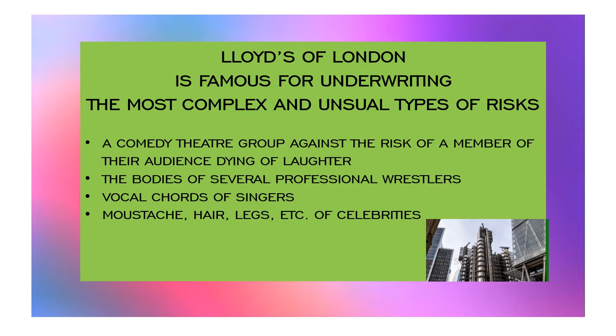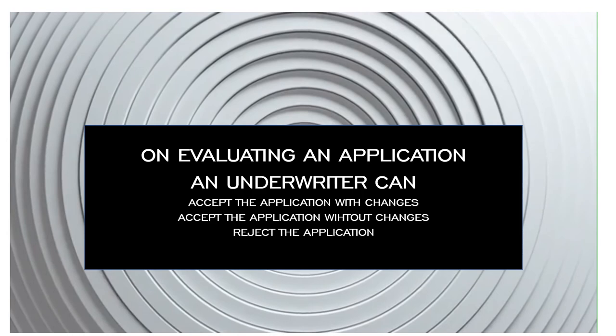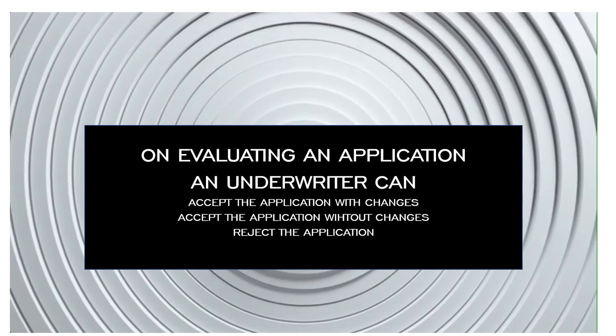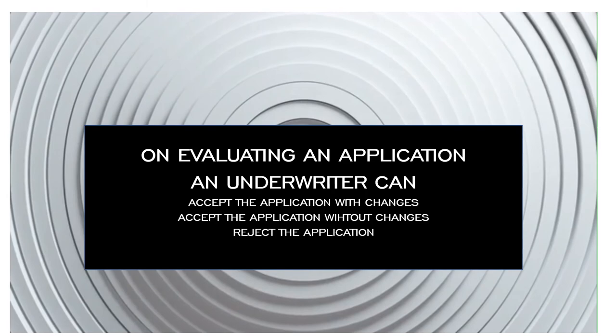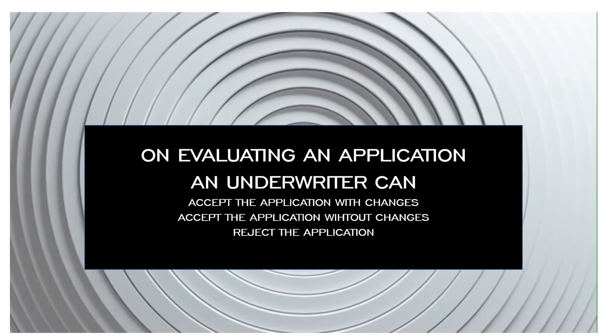To summarize, an underwriter can evaluate an application and either accept the application with changes if the risk is not standard, or accept the application without changes if the applicant fits into standard risk category, or reject the application if the underwriter guidelines do not permit accepting a particular risk.